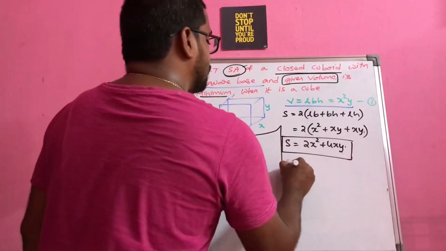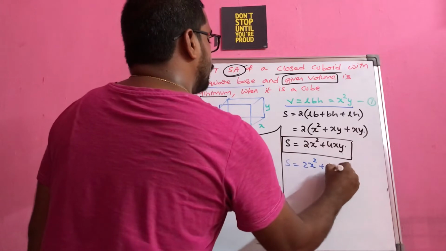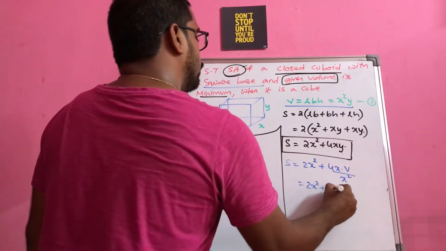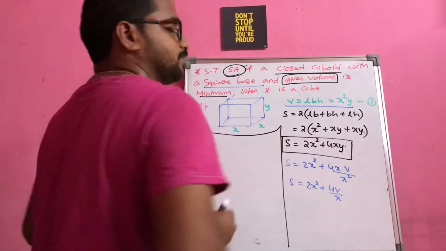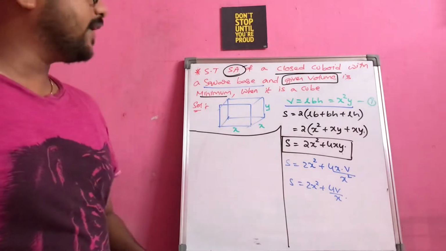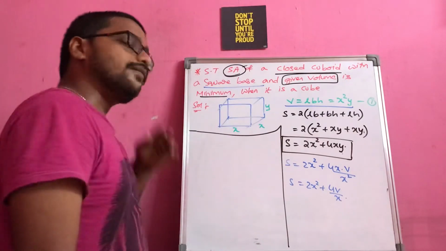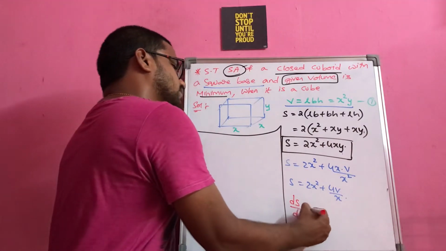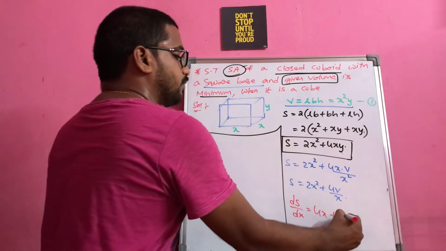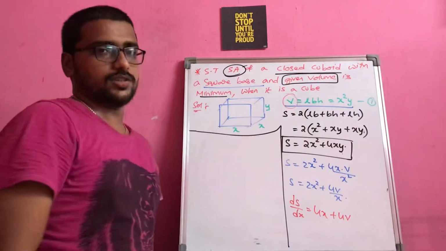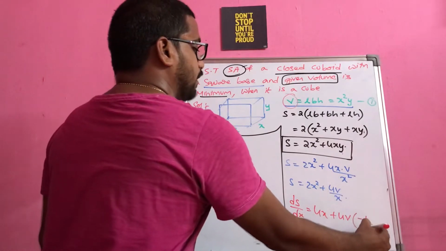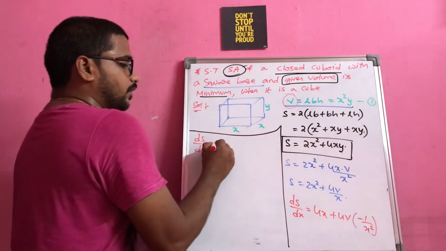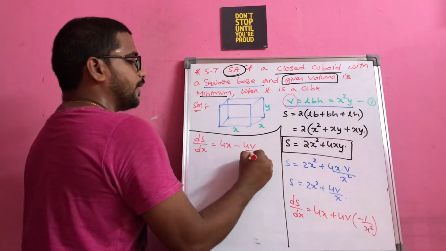So let us substitute that. S is equal to 2x square plus 4x into v by x square. This is 2x square plus 4v by x. This is S. So now you can observe it is everything in terms of a single variable x. So now I will apply differentiation with respect to x here. So dS by dx is equal to, this is 4x plus 4v, which is a constant because v is given in the question. Differentiation of 1 by x is minus 1 by x square, right? So finally I am getting dS by dx is equal to 4x minus 4v by x square.